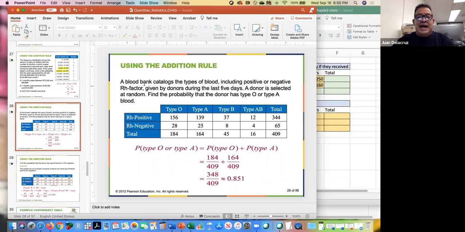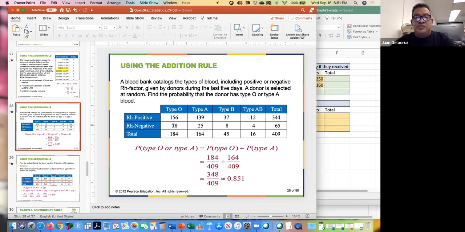In this case, a blood bank catalogs the types of blood, including positive or negative RH factors, given by donors during the last 5 days. A donor is selected at random. Find the probability that the donor has type O or type A blood. So what do we do? A person who is type O cannot be type A or any other type, right? Those types are unique. Therefore they are mutually exclusive.